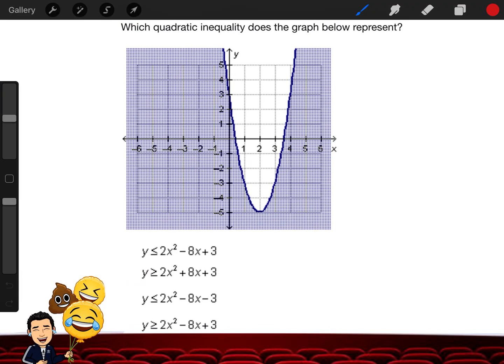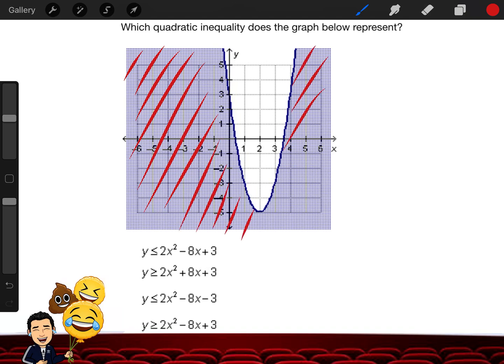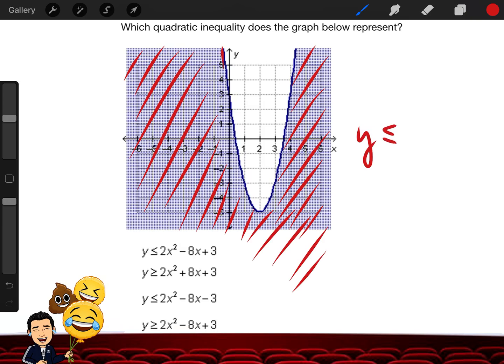All right, so number 5, I'm just going to give you guys the answer on this one. First of all, let's look at the graph. This is where there's shading, and it looks like it's shading downward. So you need to understand that if it's shading down, this is going to be y is less than or equal to, because this is a solid line for the quadratic. So it's going to be less than or equal to.